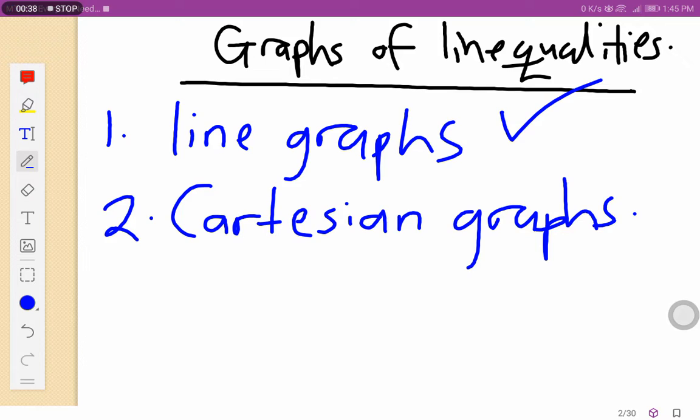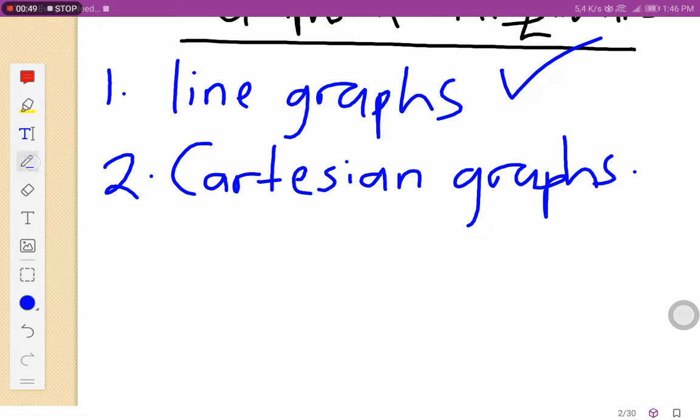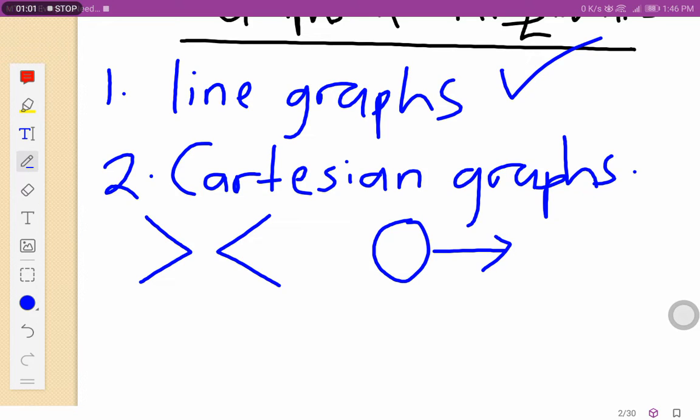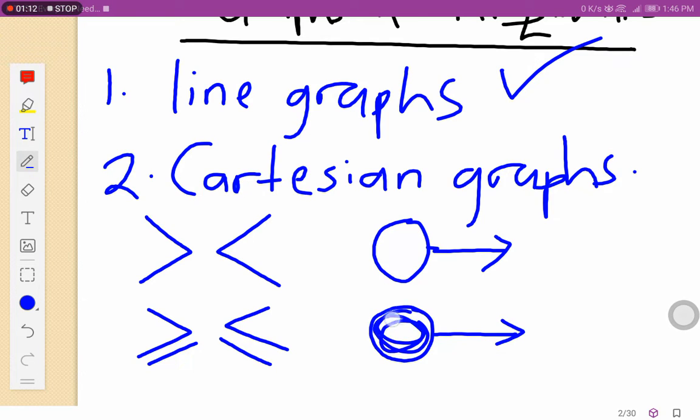I've got a number of examples that we are going to look at, how we draw line graphs given different inequalities. So what happens is this: when we are looking at our line graphs, when we have got greater or less than sign, we only draw a circle and then point an arrow to the direction that it is going. Then when we have greater or equal to and less or equal to sign, we draw our circle and point where it is going, and we shade inside the circle. Okay, that's the difference between these two symbols there.